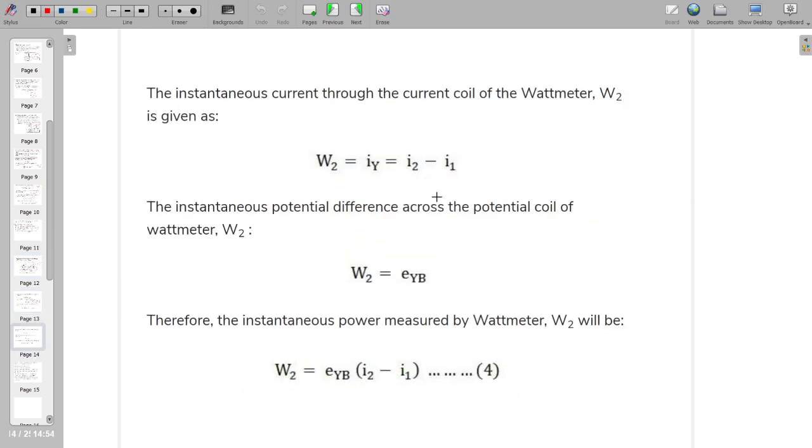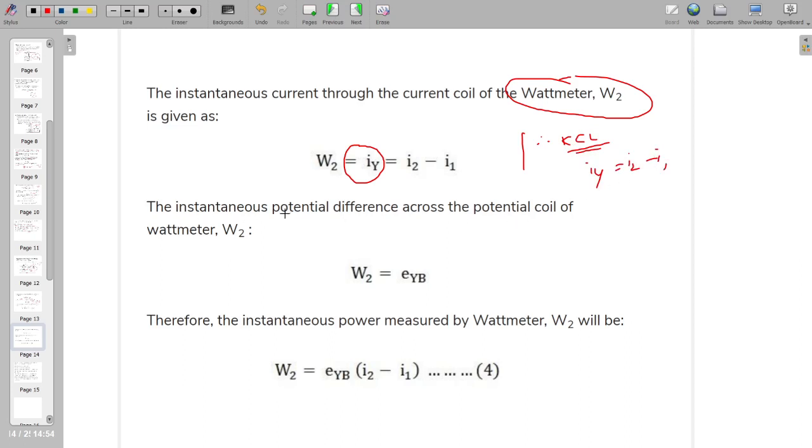So the instantaneous current through the current coil of the second wattmeter. The current coil is connected in Y phase. So I am applying KCL at that particular node. We will get Iy is equal to I2 minus I1.